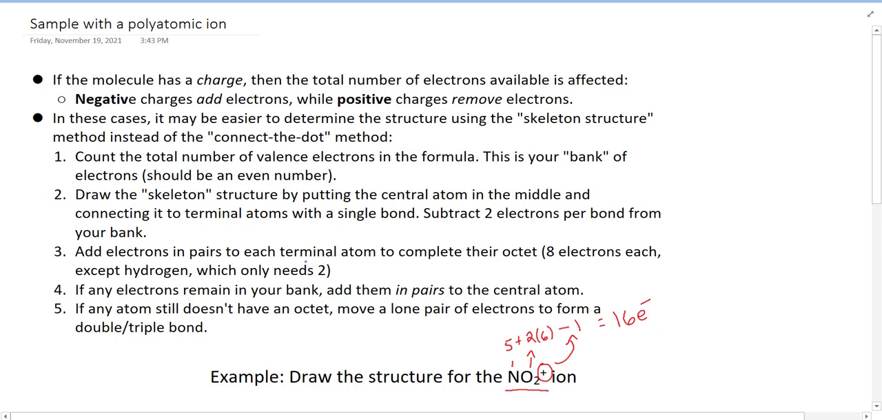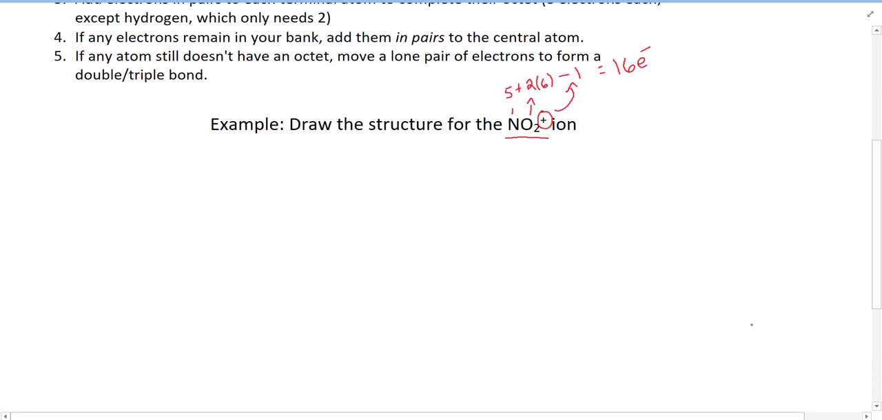Step 2 is to draw the skeletal structure, and that means we're going to put our central atom in the middle and connect the terminal atoms just with a single bond. After we're done with the skeletal structure, we need to update how many electrons are left in the bank because we already spent 2 electrons forming each bond. So for our structure here, we're going to put nitrogen in the center, and oxygen will be our terminal atoms due to the same reasons that we did in the last problem, determining which one should be the central atom.